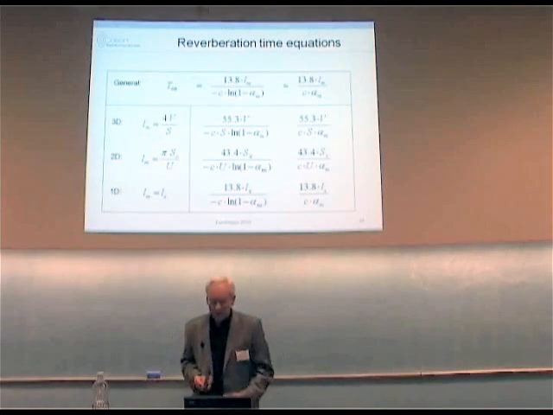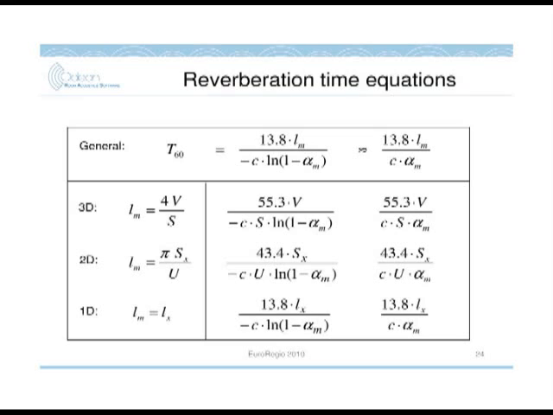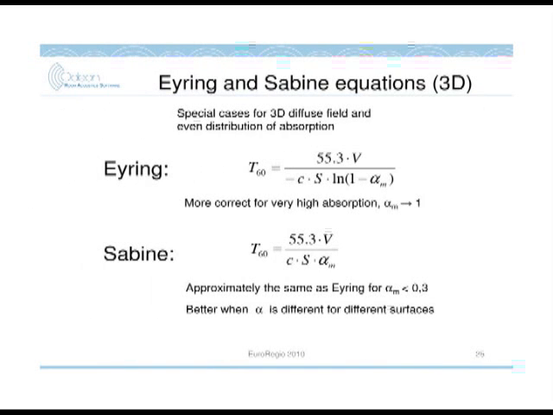But you have all the equations here, and the Sabine versions are in the right column, the most simple equations. You also have the version with the logarithm included, which can be used for more absorbing cases, and they are called the Eyring equations. So these are the special cases of a 3-dimensional sound field, the quite well-established equations of Eyring and Sabine.